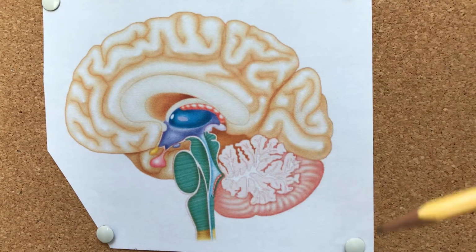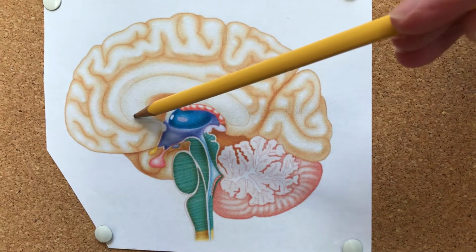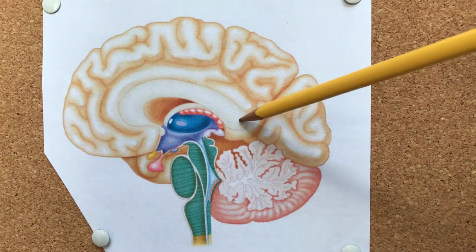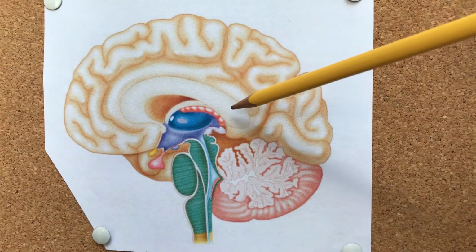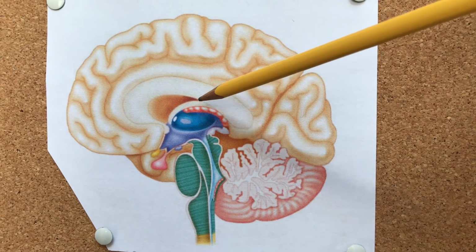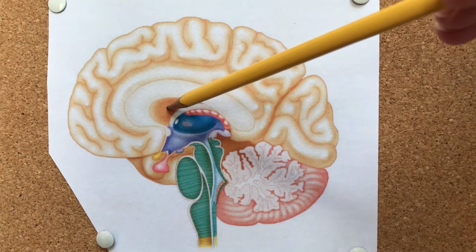Now we're looking at the internal structure, a cross-section of the brain. So starting here, we have the corpus callosum. These are the thick white commissural fibers that connect the right and left hemispheres of the cerebrum together so they can communicate. In this opening here would be located your lateral ventricle.